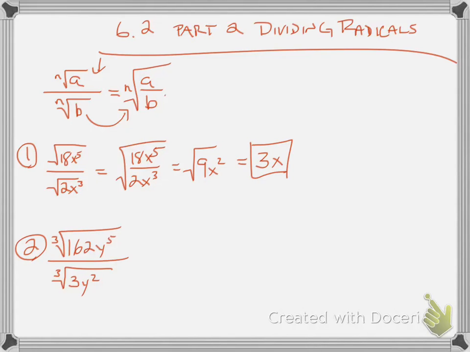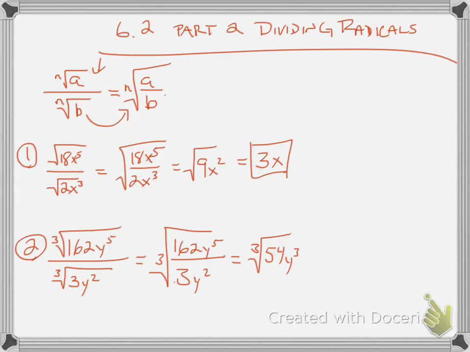So here I have the same thing, except it's a cube root. But because they're both cube roots, I'm able to do the same thing. And I can put it under one radical, 162y to the fifth divided by 3y squared. And now I can simplify that fraction first and then take the cube root of it. So that's going to end up being the cube root of 54y to the third. 5 minus 2 is 3.